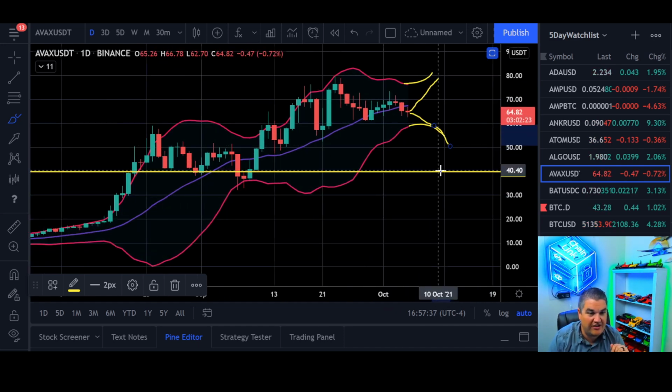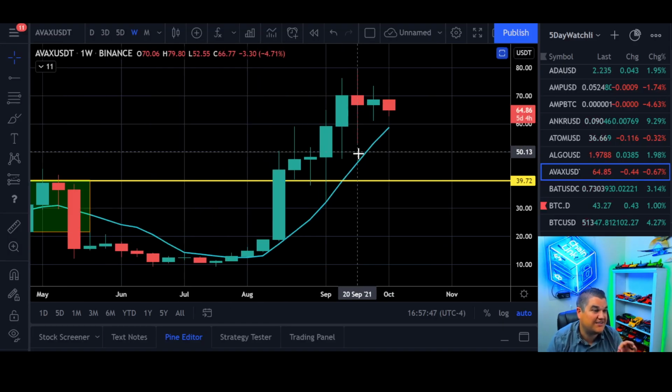Now, remember that $40 level, if we go back down, is key structure. Okay, so what else do we got? Anything else?